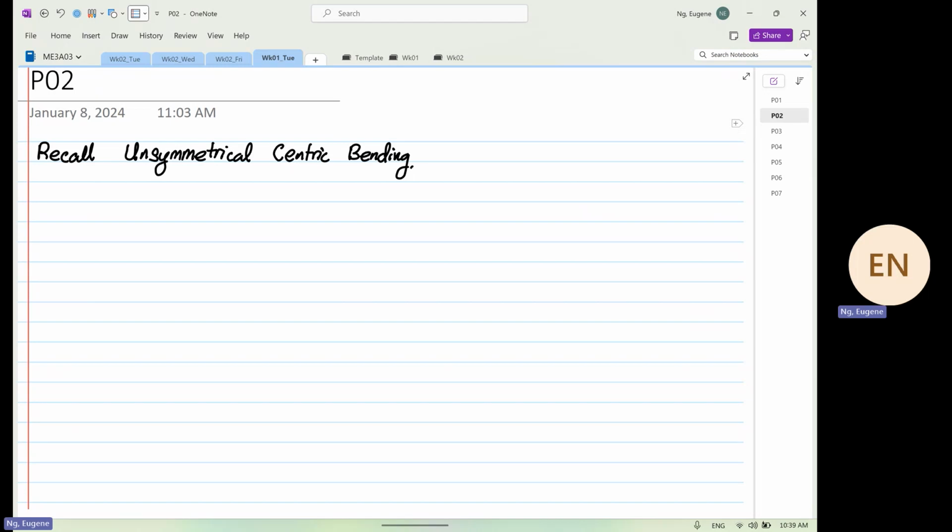Okay. So now if I have a transformation running this way, so this is my X, this is my Y, and this is my Z. Now we have a beam. The beam is running in this orientation.